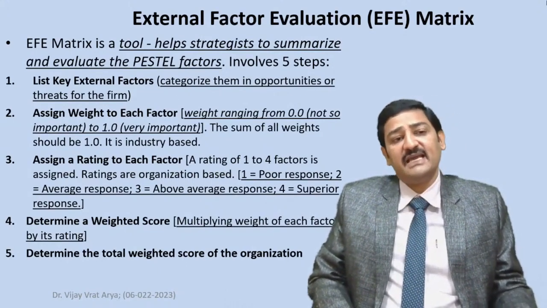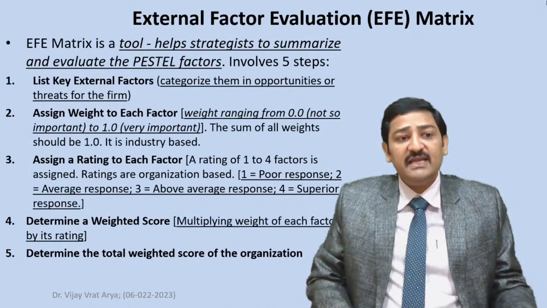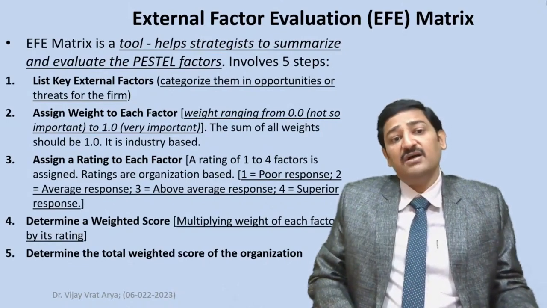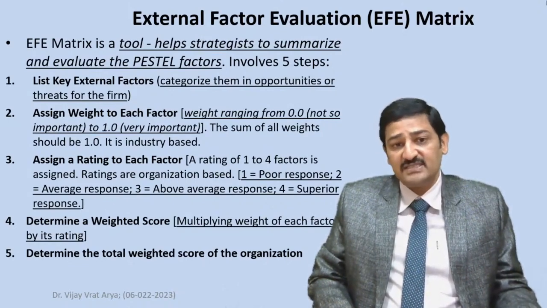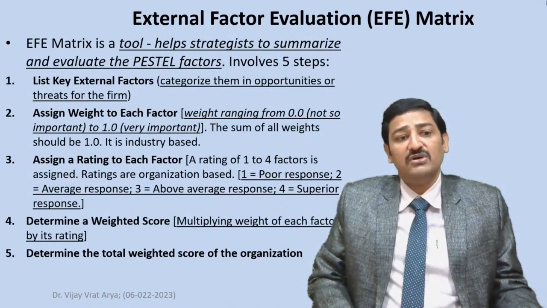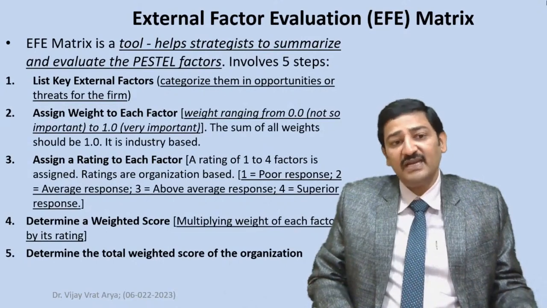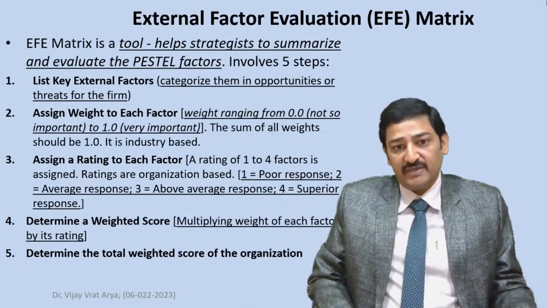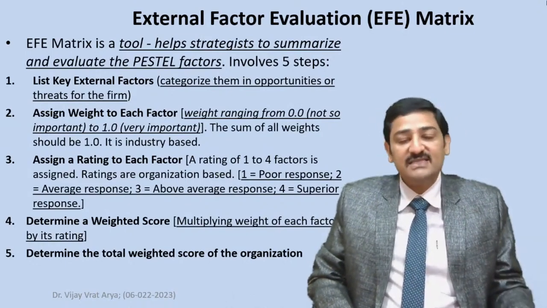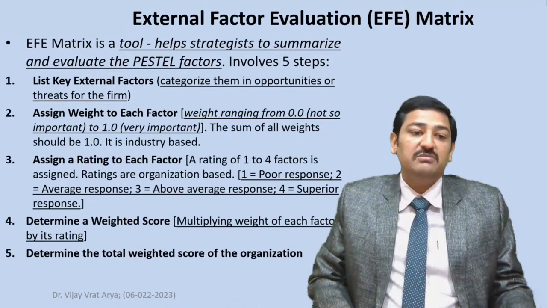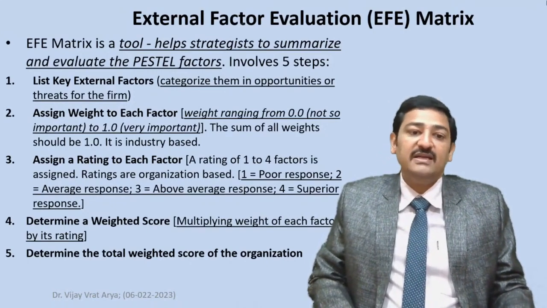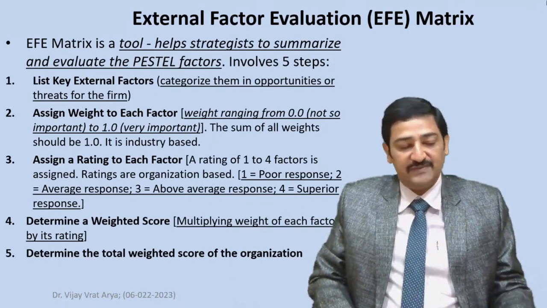Once these key external factors are identified, each of these factors is assigned a weight, and that weight can range from 0 to 1, where 0 stands for not that important, and 1 means very important. When we assign this weight to each of these factors, the sum of all the weights should be equal to 1. It cannot be less than 1, it cannot be more than 1. And it is usually based on the industry.